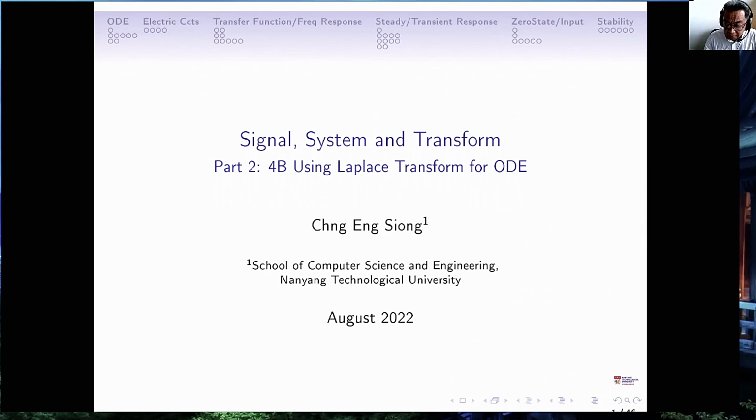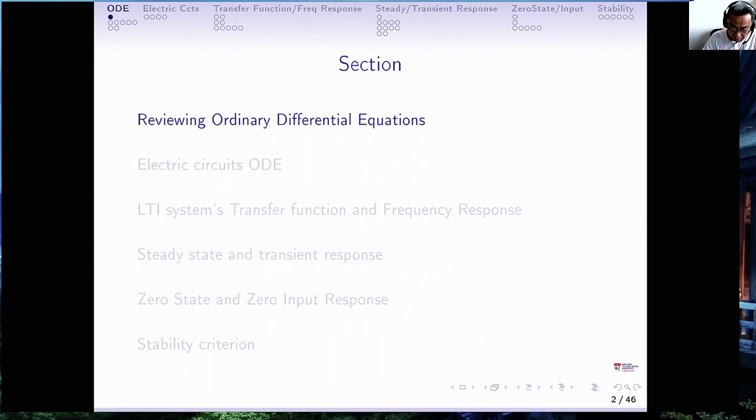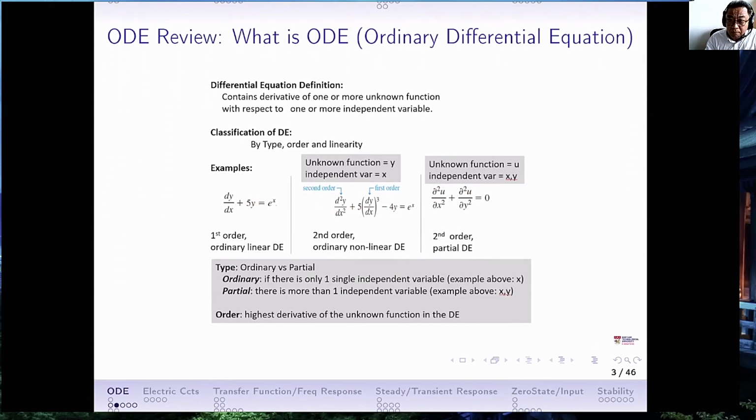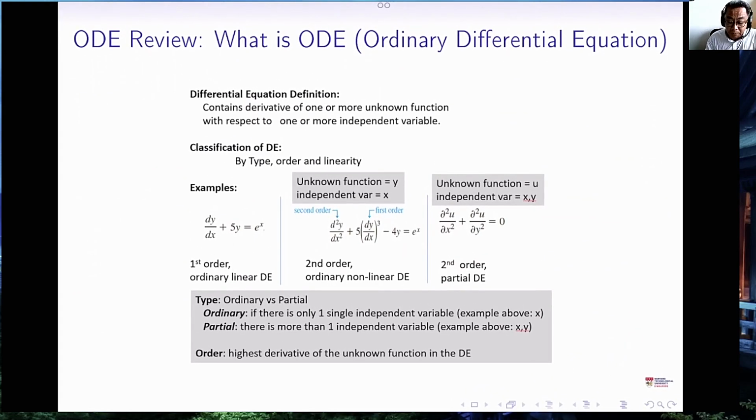Right, welcome back. This is part 4b, chapter 4b of Laplace transform. In this part, we are going to use Laplace transform for ordinary differential equations. In this chapter 4b, section 1, reviewing ordinary differential equations first. So this is meant to be a review.